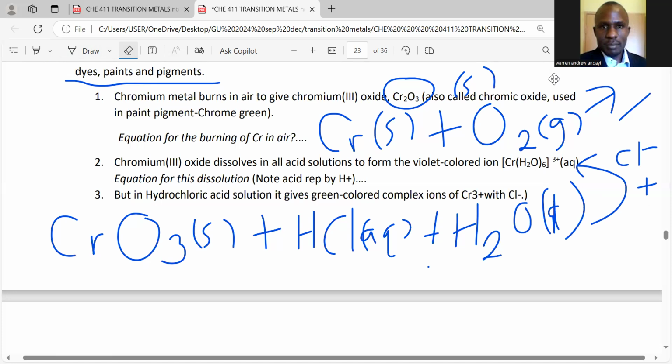In main group chemistry, we simply get salt and water. But for this case, we are forming hydrated ions. So transition metals specifically form hydrated ions, then the anions from the acid will stay outside.